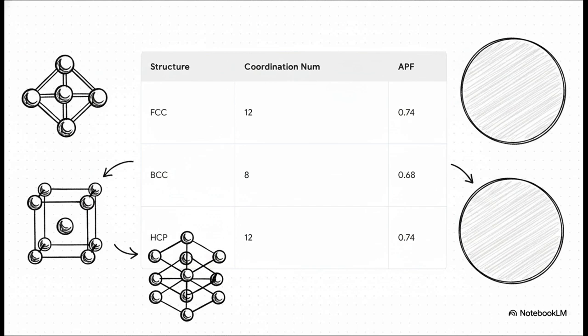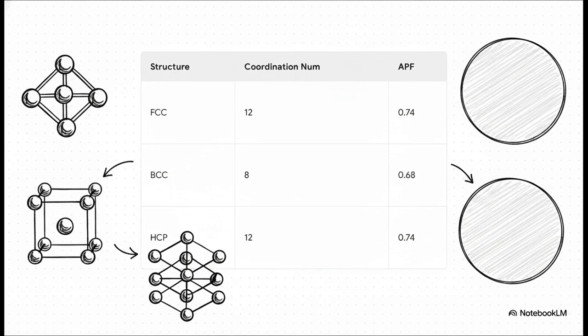This isn't just a fun trivia question. This efficiency directly dictates the material's real-world density and properties. We measure this packing efficiency in two distinct ways. First is the coordination number, which is exactly how many direct touching neighbors a single atom has. And second is the atomic packing factor, or APF, which is just the fraction of the unit cell's total volume that's completely filled by solid atoms.